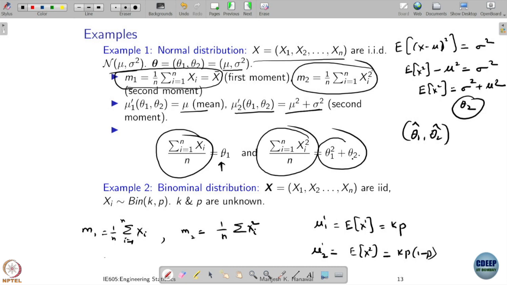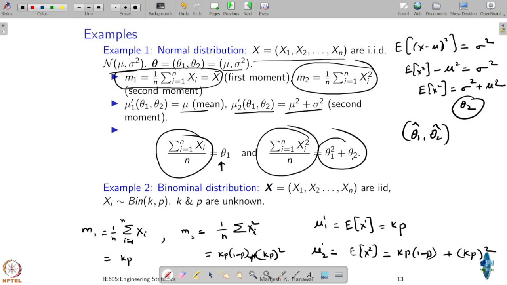So now I'm going to take m1 to be equal to kp, and m2 equal to kp(1 minus p) plus kp whole square. Now I have two equations to solve in two parameters. By the way, how are you going to solve this? You can replace this kp by this quantity, and you will still end up with kp into 1 minus p, and that product is equal to something.